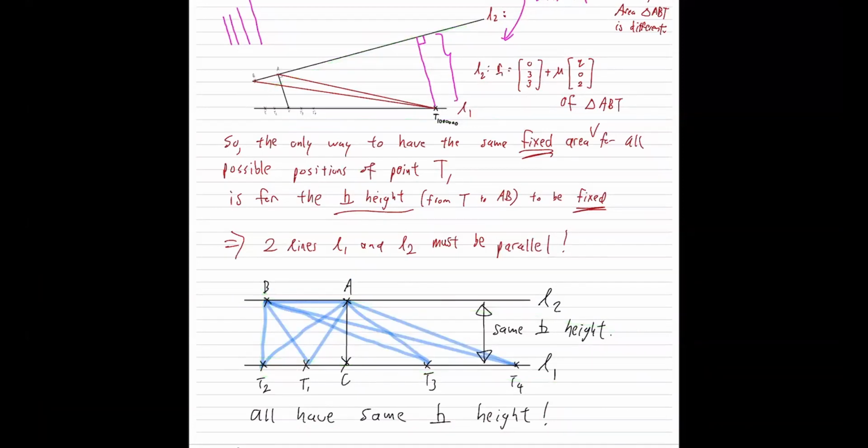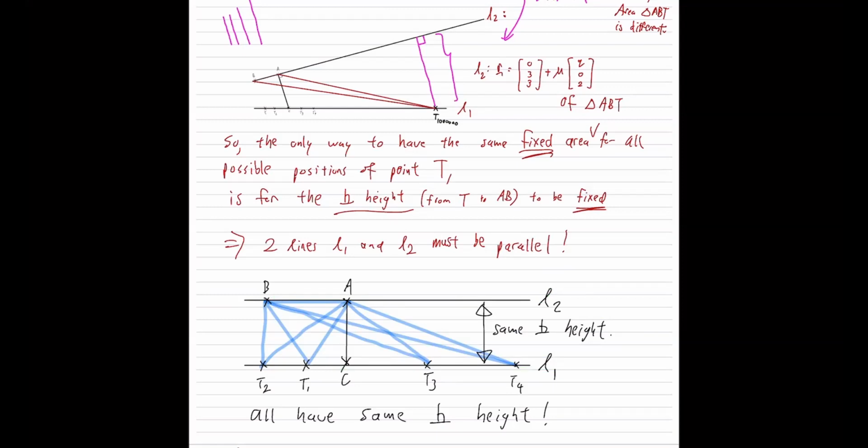Look at your triangle ABT2. Look at your triangle ABT1. Look at our triangle ABT3. Look at our triangle ABT4. What do you notice? They all have the same perpendicular height. What's the key here? L2 and L1 are parallel. Yes. Are you convinced now? The answer key just gives one line: L1, L2 is parallel. Do you understand what it means now?